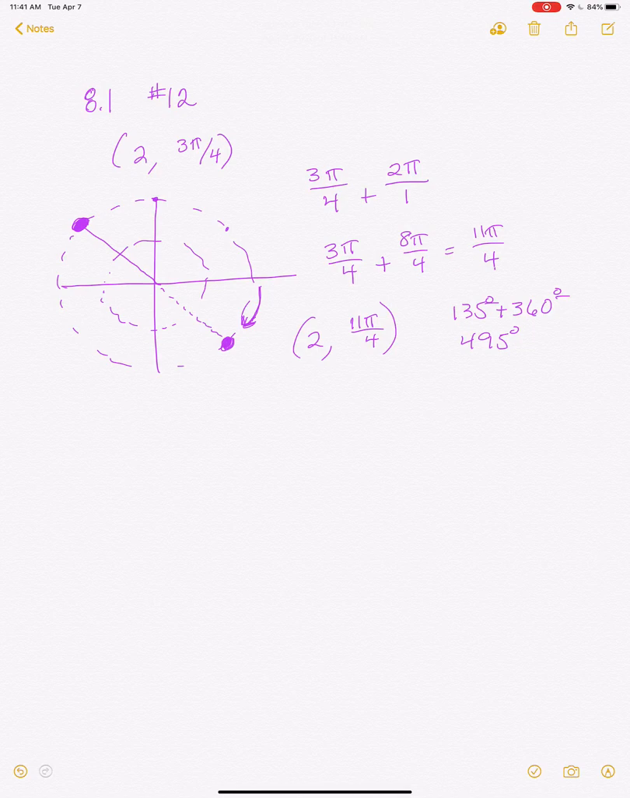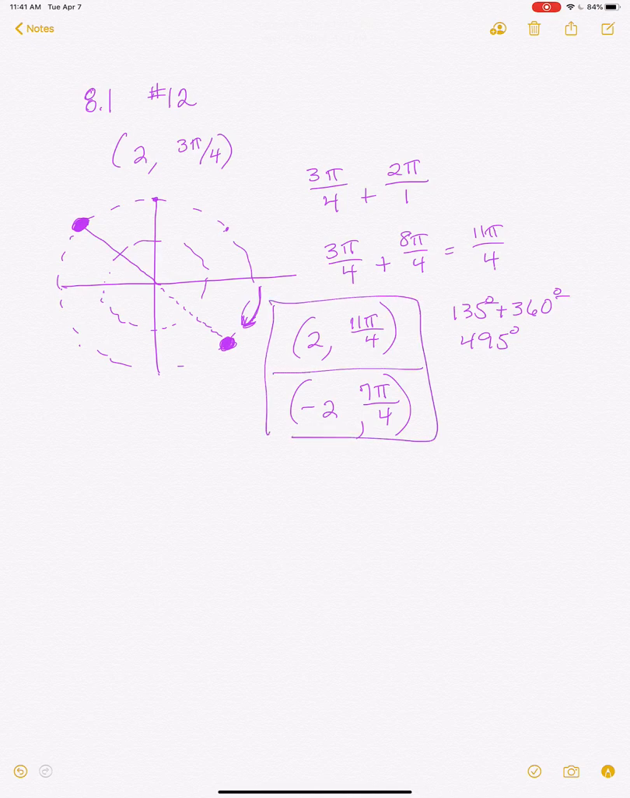So here we are at pi over 4, 2 pi over 4, 3 pi over 4, 4 pi over 4, 5 pi over 4, 6 pi over 4, 7 pi over 4. So we're at 7 pi over 4. And I've got to go in the opposite direction to land on that point. So my R value is negative 2. So this gives me 2 more points that give me the same polar coordinate.